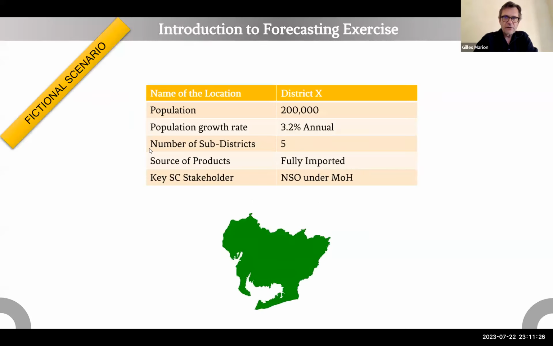Okay. So yes, we're going to move to an exercise now. It's a quick exercise. We're using a functional scenario. We imagine a district, District X. We have not been very creative for the name, sorry. District X has a population of 200,000 people. The population growth rate is 3.2% per year. There are 5 sub-districts. The products are fully imported. And the key supply chain stakeholder is the National Supply Organization under the Ministry of Health.